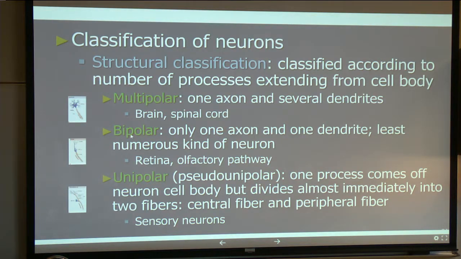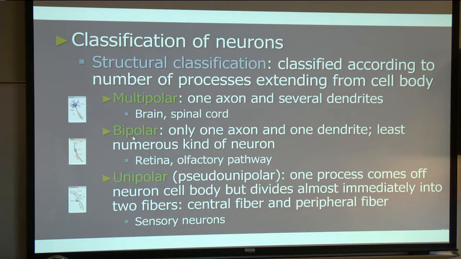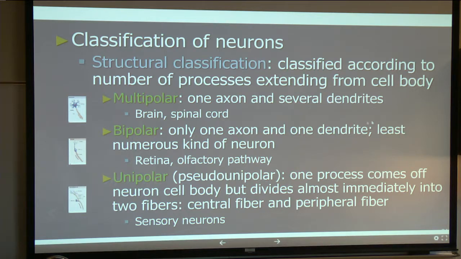Bipolar, bi means 2, so that means you can only have 2 extensions. So we have our 1 axon, but then we only have 1 dendrite. So 1 axon and 1 dendrite, not very common. It's your least numerous kind of neuron that you have, and you see them associated with the retina of the eye for vision, and then also the olfactory pathway, which is going to be your sense of smell.